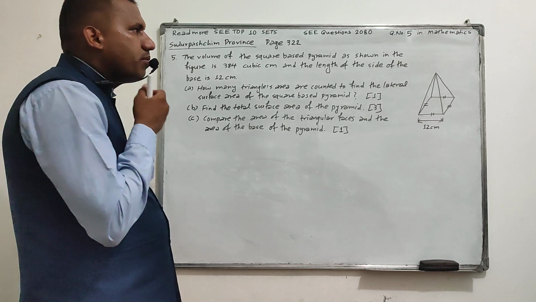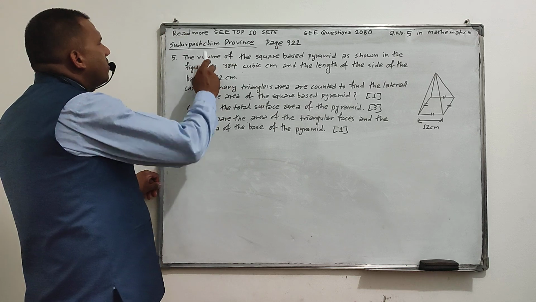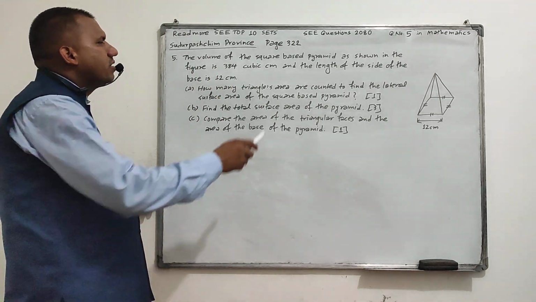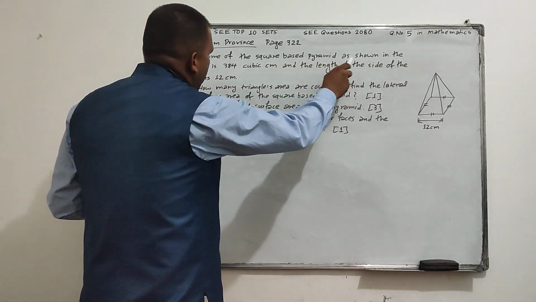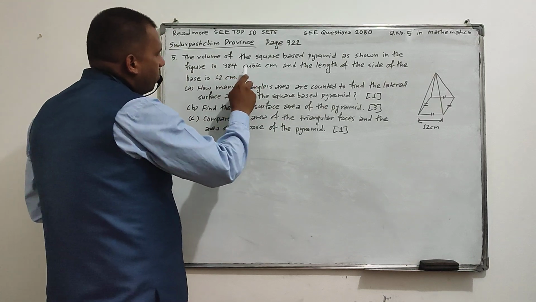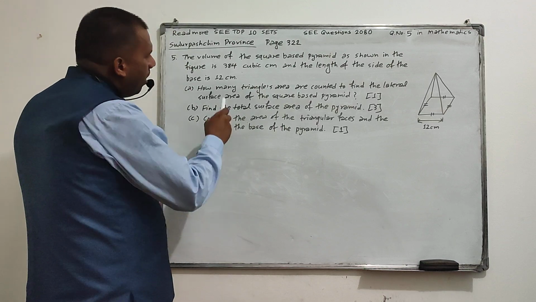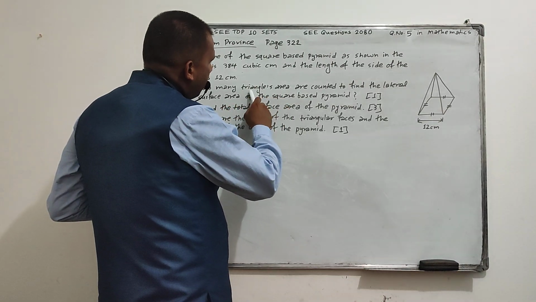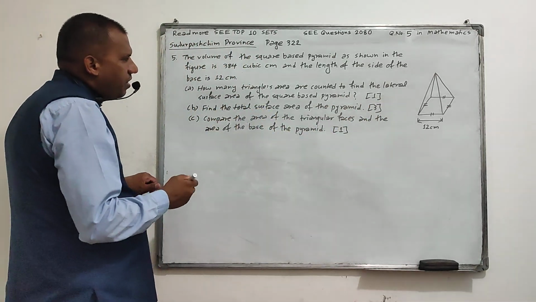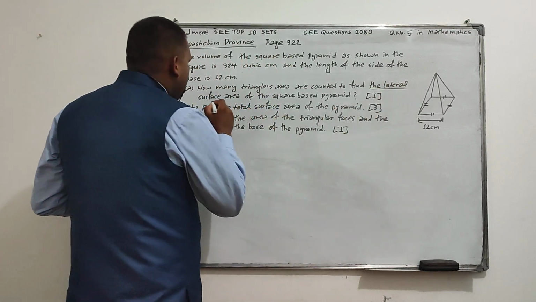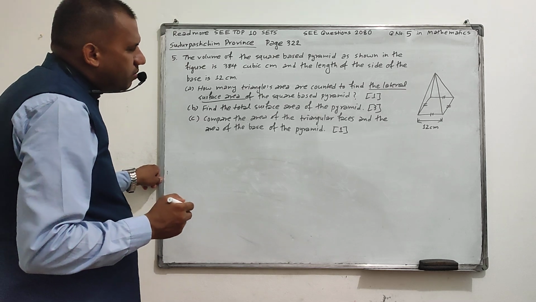Today we do question number 5 in mathematics from SEE 2018, Sudurpashchim Province, from Readmore, SEE top 10 sets, page 322. The question is: the volume of the square base pyramid shown in the figure is 384 cubic centimeter, and the length of the side of the base is 12 centimeter. On A: how many triangles' area are counted to find the lateral surface area of the square base pyramid? Lateral surface area, that is the area of 4 triangular faces, surfaces in the square base pyramid.